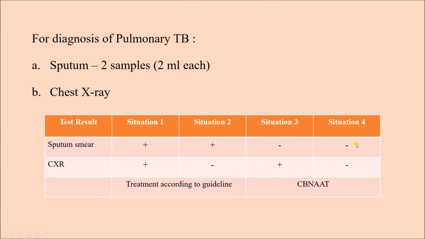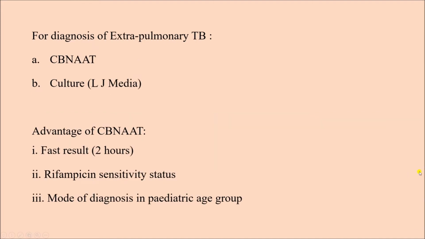In situation 3 and 4, we can see the sputum smear was negative. That means the sputum does not have any bacteria that we could find microbiologically. In situation 3, the chest X-ray findings were suggestive of tuberculosis, but in situation 4, the chest X-ray findings are not suggestive of tuberculosis. Since the sputum result is negative in both cases, and X-ray is actually not confirmatory for tuberculosis, even though it is suggestive, we have to go for CBNAT, that is cartridge based nucleic acid amplification test.